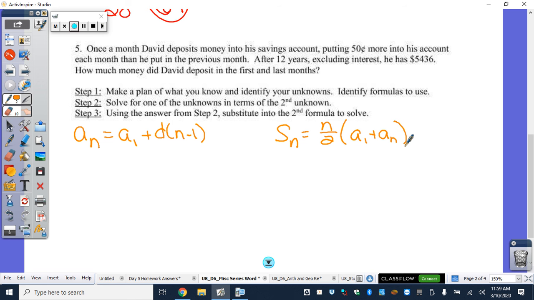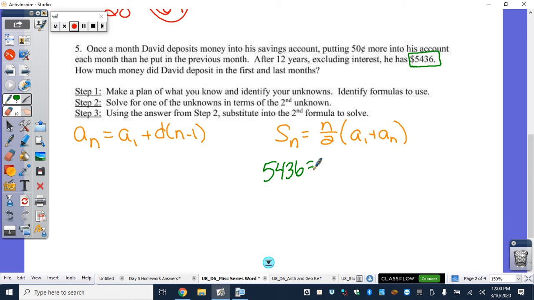Again, we're trying to figure out how much he deposited in this first month, because it wasn't 50 cents, and then how much he deposited in his last month also. So I'm going to start with my series formula over here, because that has my first and my last month within it. We have the sum, so I'm going to put that in for S.